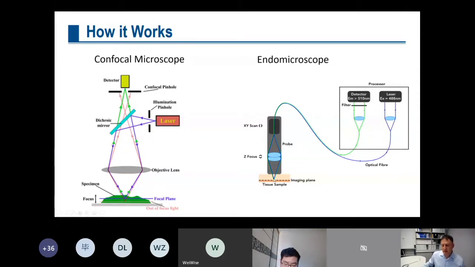This fluorescence goes back along the same beam path and is focused into the tip of our optical fibre, goes back through to our processor where it is split off to a detector. We have inside the scanner at the tip of our endomicroscope a scanner that moves the tip of the fibre in X and Y, and we can change the focus of our light into the sample by changing the focus between these two lenses.